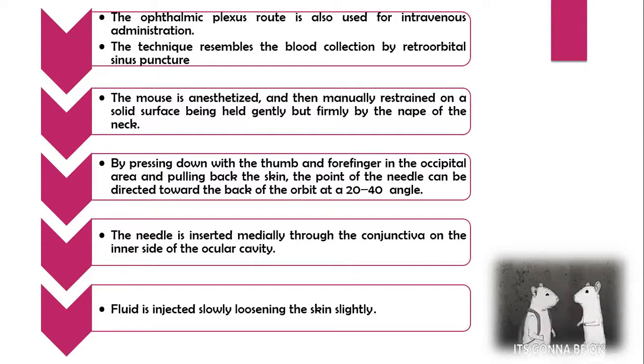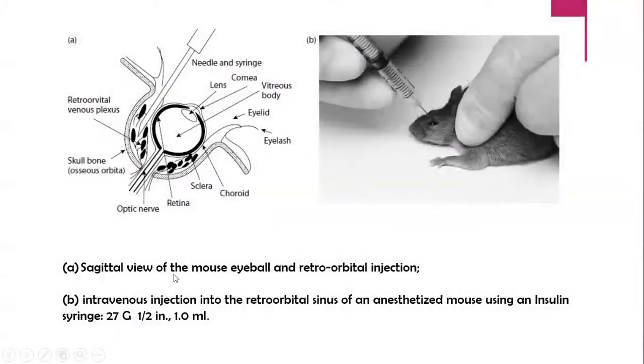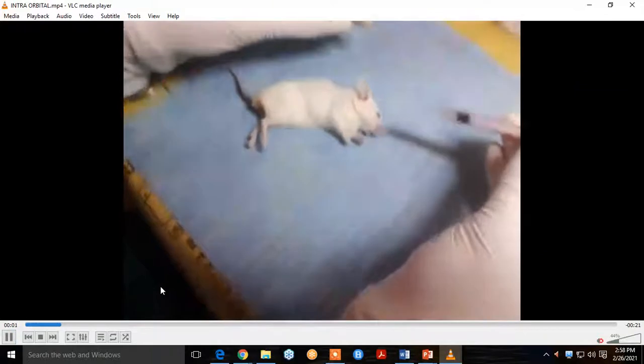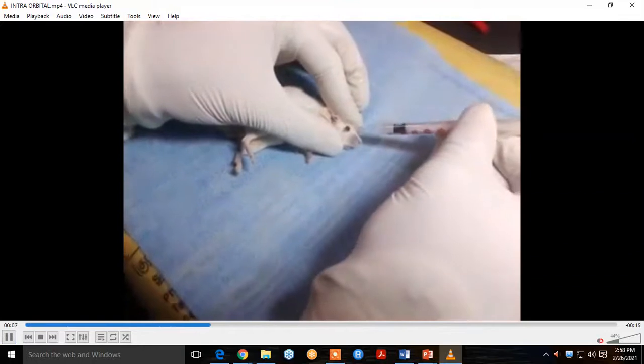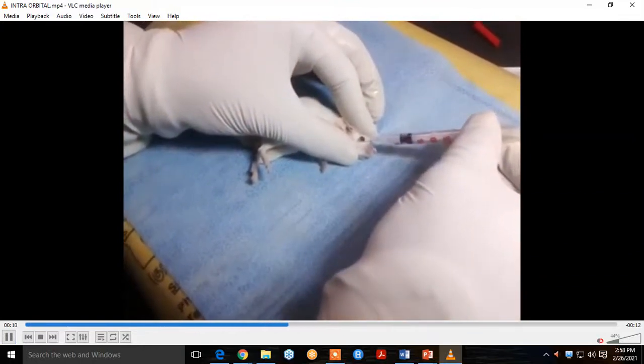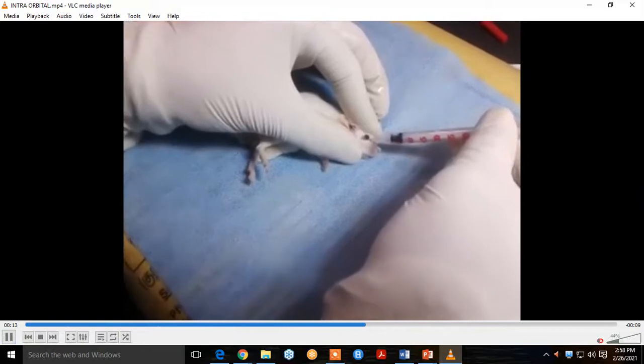angle. The needle is inserted medially through the conjunctiva on the inner side of the ocular cavity. The fluid is injected slowly, loosening the skin tightly. Now see the sagittal view of the mouse eyeball and the retroorbital injection. Intravenous injection into the retroorbital sinus of an anesthetized mouse using an insulin syringe. Now in the intraorbital, place the mouse and add the solution into the orbital cavity slowly.